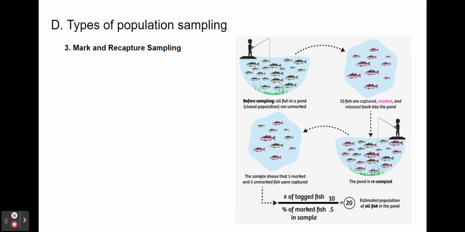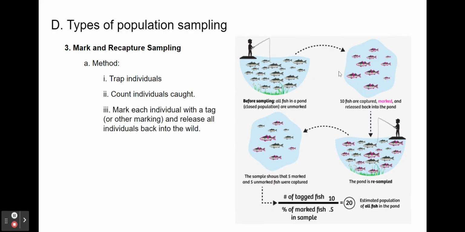Here's our third type of sampling, and the text is smaller because this one has our longest method. Detail 3, sampling type 3, mark and recapture sampling. Here's the method. Number 1, we're going to trap individuals. For example, we're going to go to a pond and go fishing. The fish we catch are the fish that are trapped. Number 2, we're going to count the individuals that we caught. How many fish did we catch?